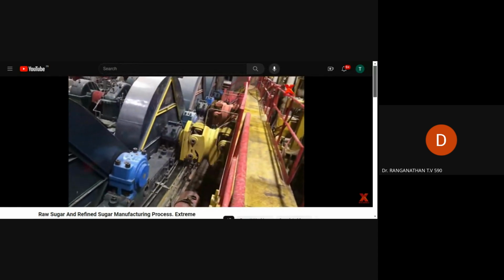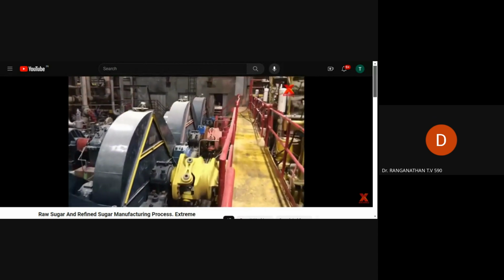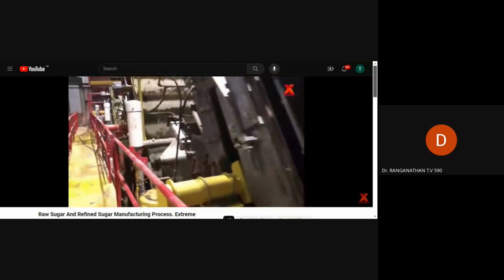So this is your conveyor. What you draw is a conveyor, and whatever you see, the big ones you call a tandem.